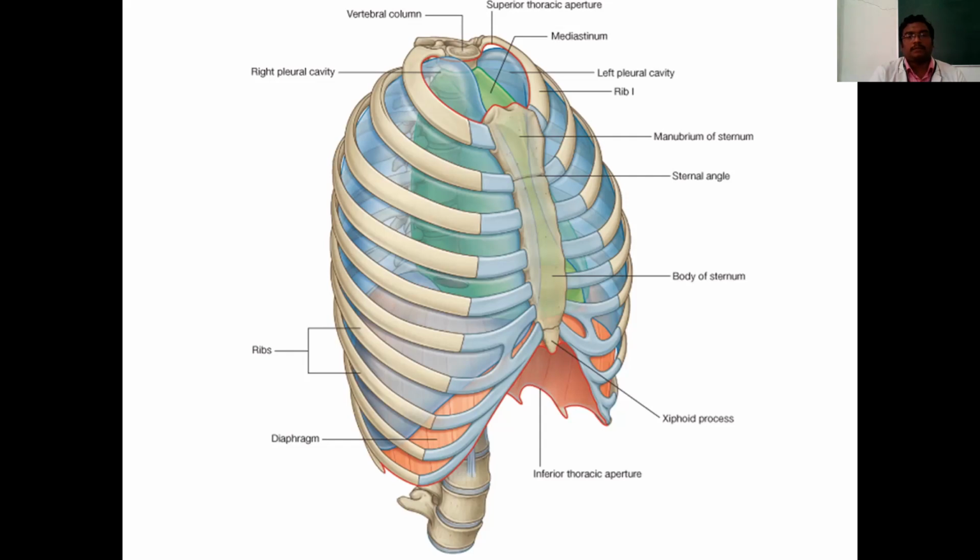Below, you will get the outlet of the thorax. What are the structures that form the outlet? You will get the 12th thoracic vertebra, then the floating ribs, that is the 12th, 11th and 10th ribs, then the 9th rib and the costal cartilage. These form the outlet of the thorax, and anteriorly it is formed by the xiphoid process. So this is the inlet and outlet of the thorax.